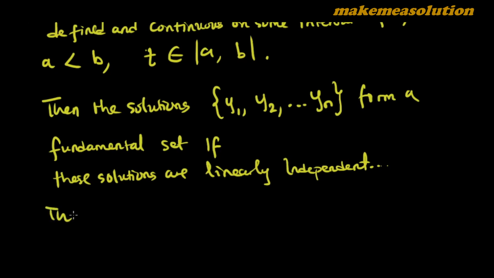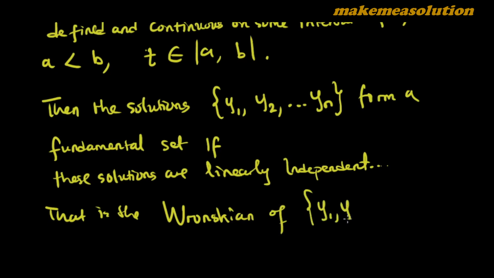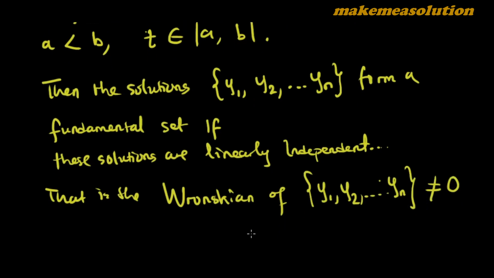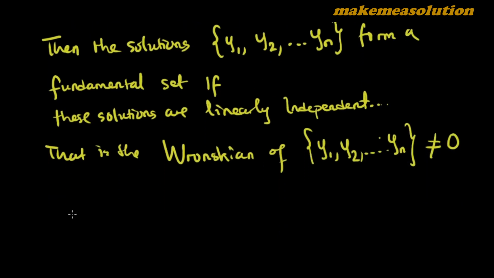So that is, the Wronskian of these solutions y1, y2 up to yn should not be equal to 0. Is that okay? So this is the criterion. Now there's something we need to learn, just to introduce us to the Wronskian, linear dependence and linear independence. So this is how the Wronskian is.